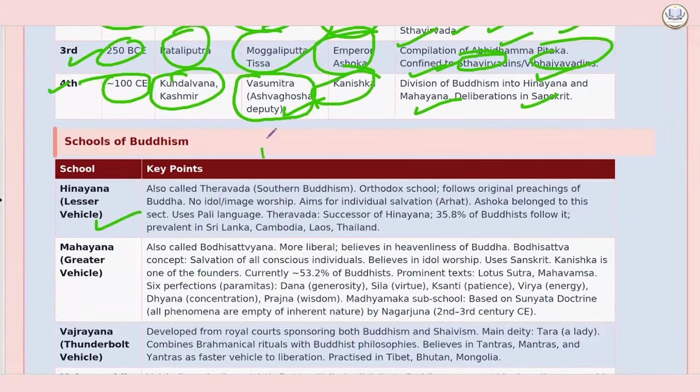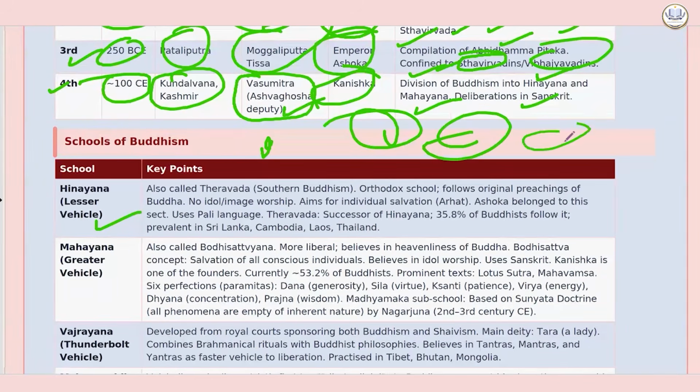Hinayana is called the lesser vehicle or Theravada, which is the orthodox school, follows original teachings and preachings of Buddha. No idol worship, aims for individual salvation, that is Arhatship. Ashoka belonged to this sect, uses Pali language. Theravada, the successor of Hinayana. 35.8% of Buddhists follow it, almost. The percentage, don't cram it. Prevalent in Sri Lanka, Cambodia, Laos, and Thailand.